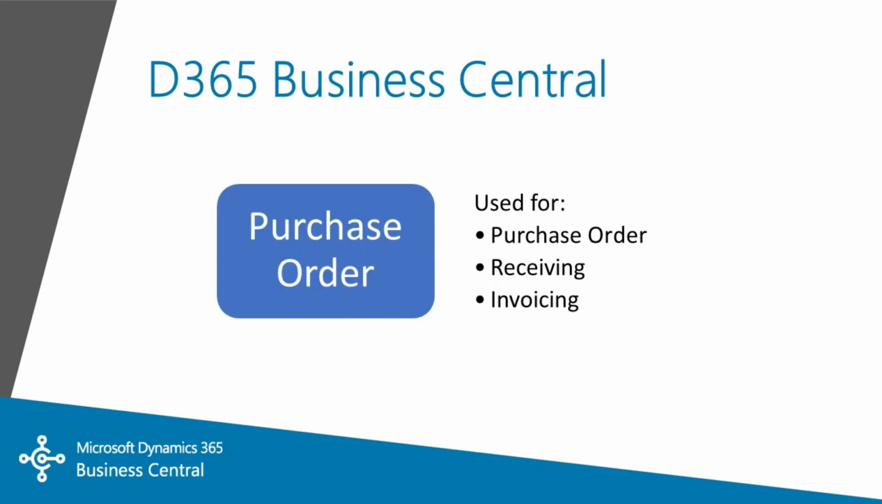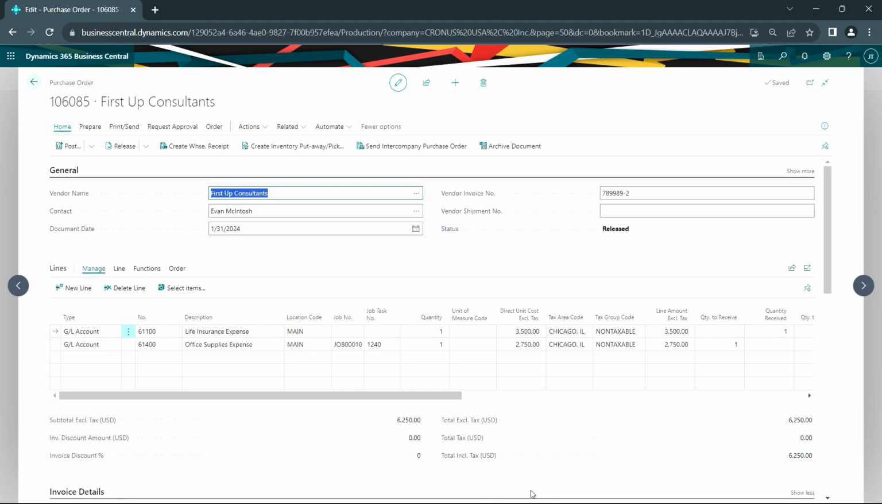Let's go back to Business Central. I've got this purchase order. The first line we've already processed. We received it, we invoiced it. The second line is a job cost line. This one includes job cost information.